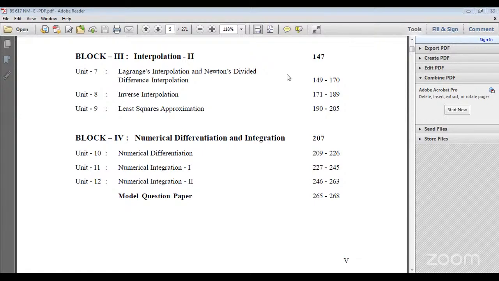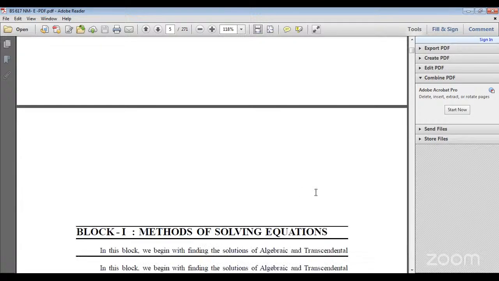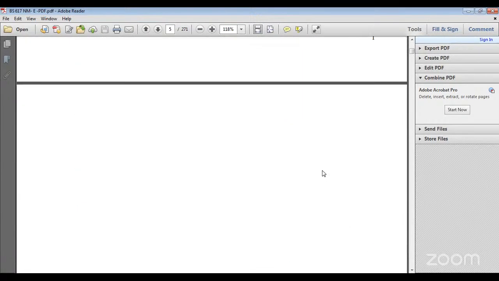Okay. Listen here: numerical differentiation, numerical integration 1, numerical integration 2. So this is part of the method of solving equations that I am telling you.